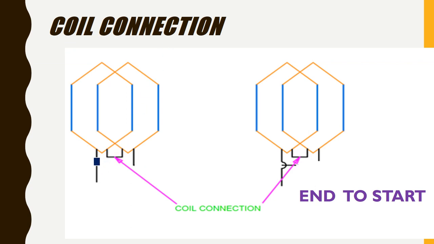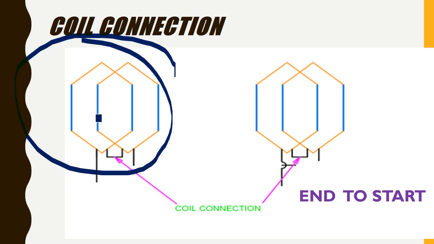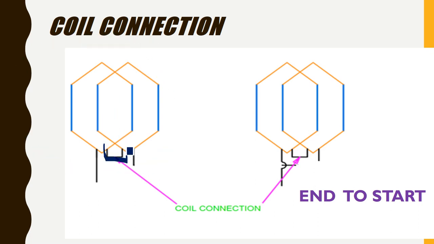Let us see. So this is the first coil, this is the second coil. This is the start of the first coil and it is going like this and coming back, and this will be connected to the next coil. So start is this end, and the end is connected to the start of the next. So this is the way coils are connected inside the coil group. The end to start method. So inside the coil group, coils are connected by the end to start method.